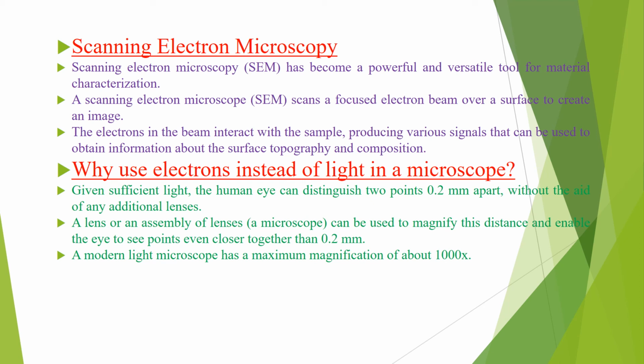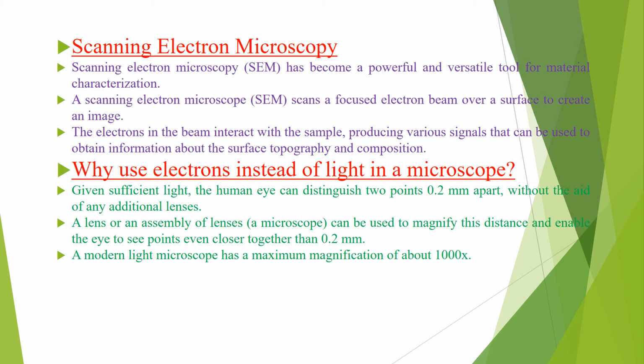Scanning electron microscopy scans a focused electron beam over a surface to create an image. The electrons in the beam interact with the sample, producing various signals that can be used to obtain information about the surface topography and composition.